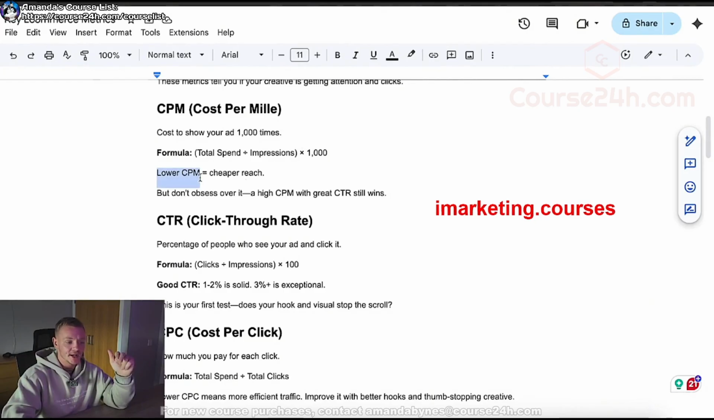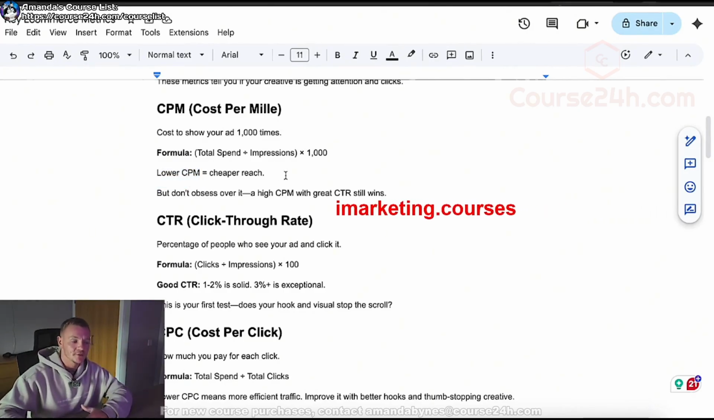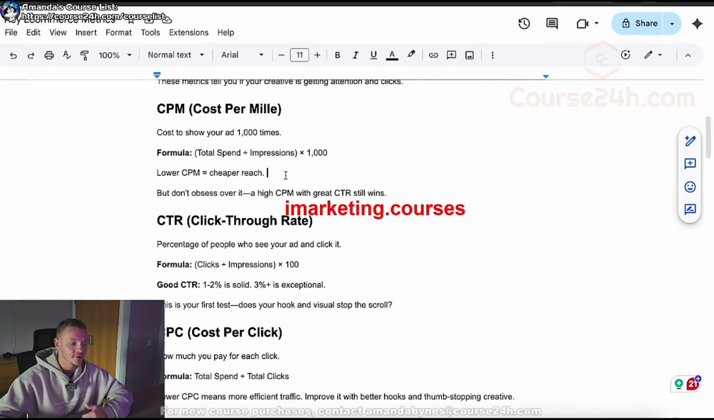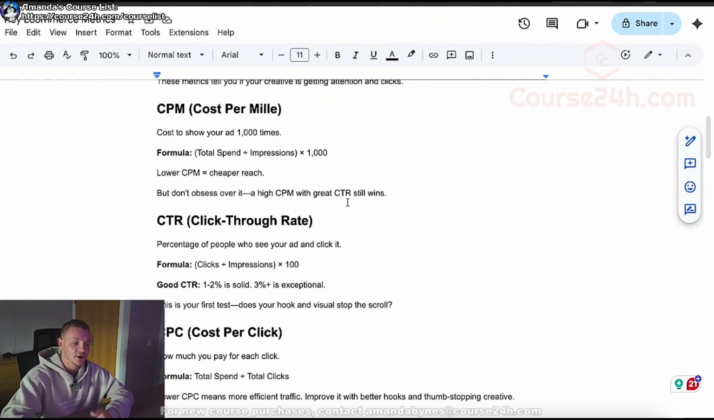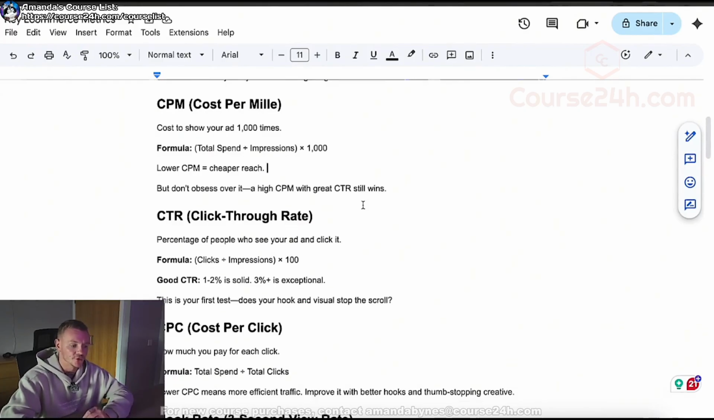Basically, the lower the CPM, the cheaper it is to reach more people. Some brands are going to have higher CPMs, some ads are going to have higher CPMs. It is one of those really soft metrics. It doesn't matter that much because you could have a high CPM with a great click-through rate and it's still very profitable. So don't get too hung up on CPM, but it's still important.